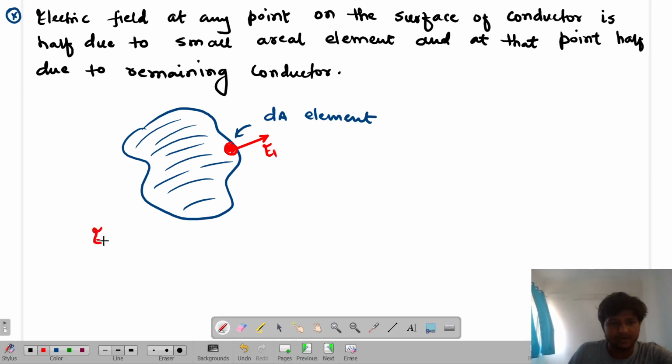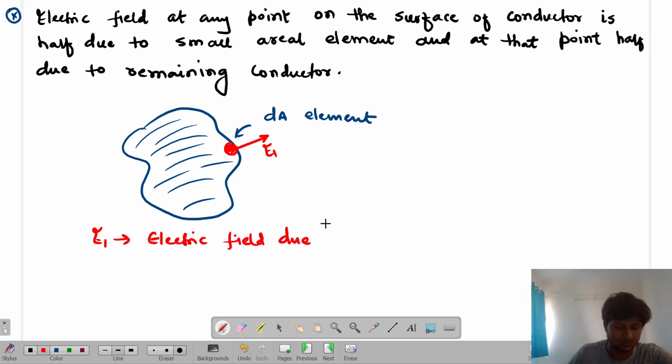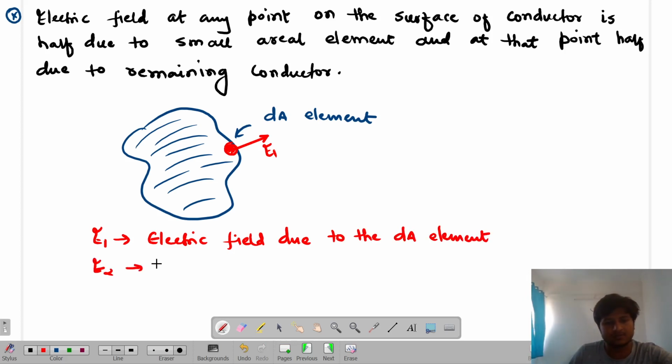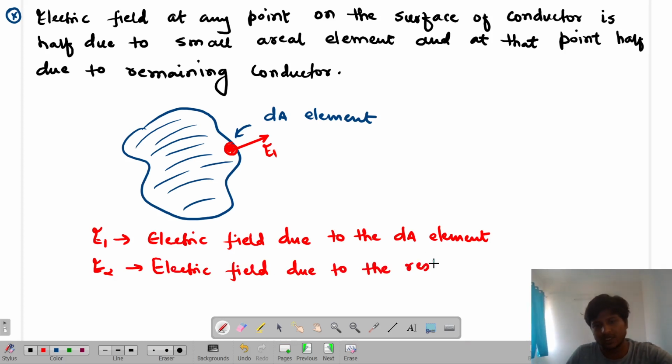So we will write E1 is the electric field due to the dA element, and E2 is the electric field due to the rest of the object. I'll draw. So E2 will be in the same direction only, isn't it?